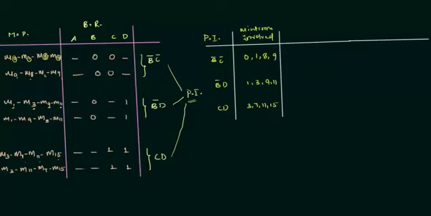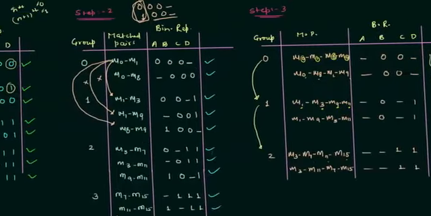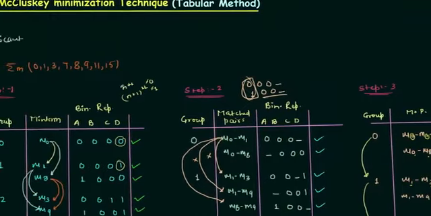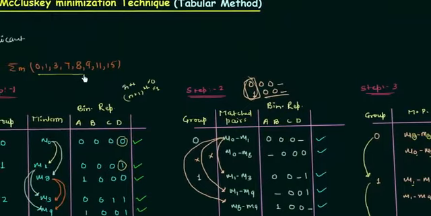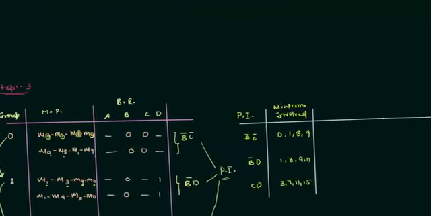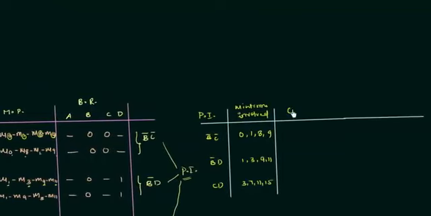If you see the problem, you will find the given min terms 0, 1, 3, 7, 8, 9, 11, 15. We have to write this down in the last column: 0, 1, 3, 7, 8, 9, 11 and 15. We will put a cross in each row under the min terms contained in the particular prime implicant.